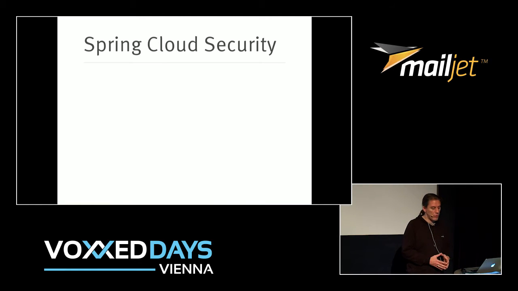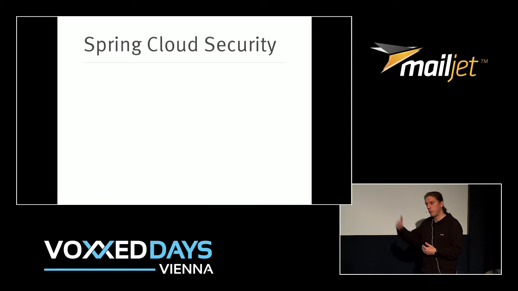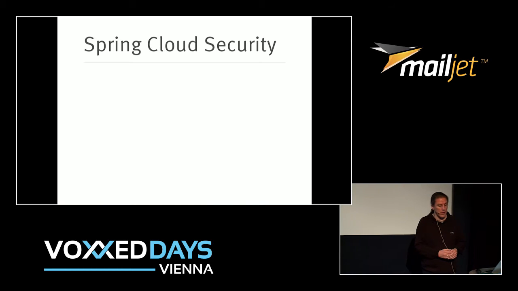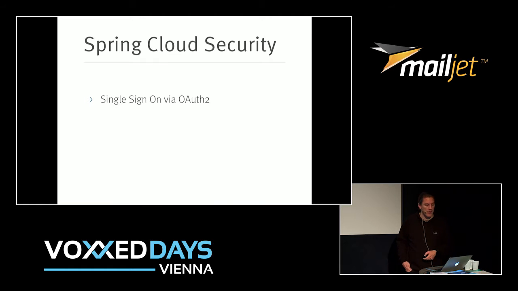So if you do security in a microservices-based environment, you need to separate the authentication that proves that you are actually Eberhard Wolff from the authorization that tells you whether someone is allowed to do something. And the authorization should be done in each microservice. And Spring Cloud Security does that by providing a single sign-on using OAuth 2.